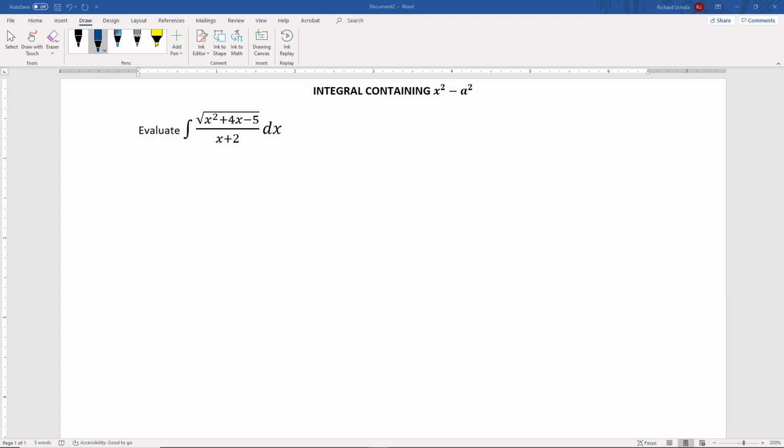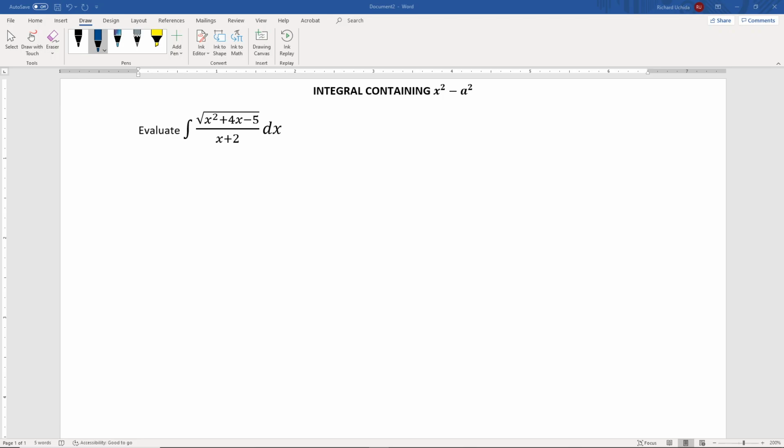In this video, we'll do an example of trigonometric substitution with an integral containing x squared minus a squared. For this one, we're to evaluate the integral of the square root of x squared plus 4x minus 5 over x plus 2 dx. Now, before we do any trigonometric substitution, we first got to use the method of completing the square on the quadratic underneath the square root.